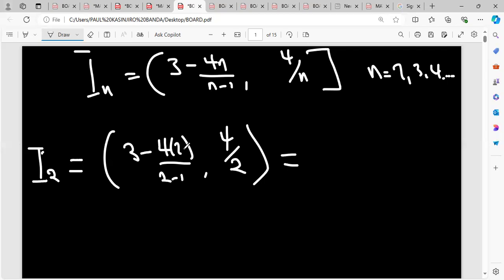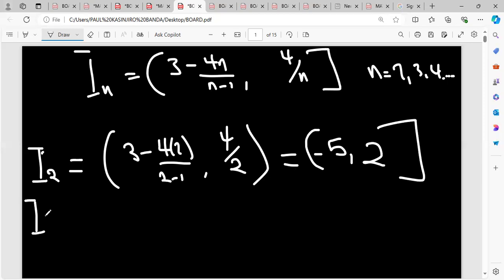So you can simplify this. 4 multiplied by 2 will give you 8, right? And then that 8 divided by 1, so it will just be 3 minus 8. So make sure you go with your calculator in the test for your analysis. So this will be -5, and then on the other side you just have 2, right? Are you following? Yes. Okay, so this is for I2.